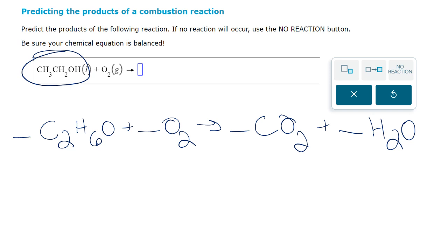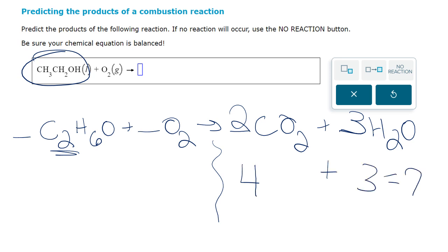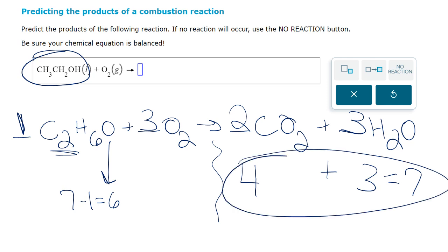So carbons here, we're going to have a 2 there. Hydrogens, we're going to have 3 here. On the right, we have 4 oxygens plus 3 oxygens. We need 7 oxygens. We have 1 oxygen here. So 7 minus 1 is 6. So we need 6. So we can put a 3 there. So this is balanced. Hence, we're adding up the oxygens there on the right-hand side. So I think you know how to balance the carbons and the hydrogens pretty easily.